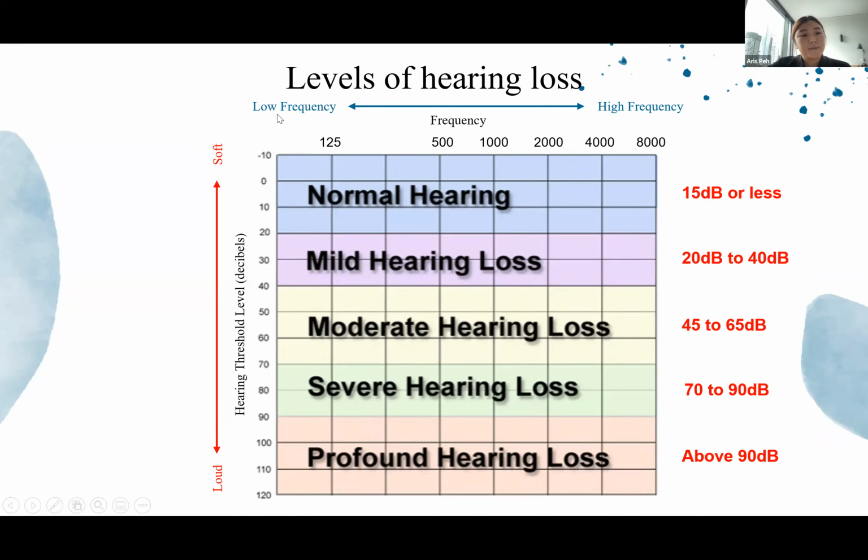Thank you, Nada. So in this photo here, we see the different levels of hearing loss. For thresholds between -10 to 15 decibels, we would consider it as normal hearing. Between 20 to 40, there is a mild hearing loss. Between 45 to 65, there is a moderate hearing loss, and between 70 to 90, it is considered as a severe hearing loss. And those that are beyond 90 are considered as a profound hearing loss.